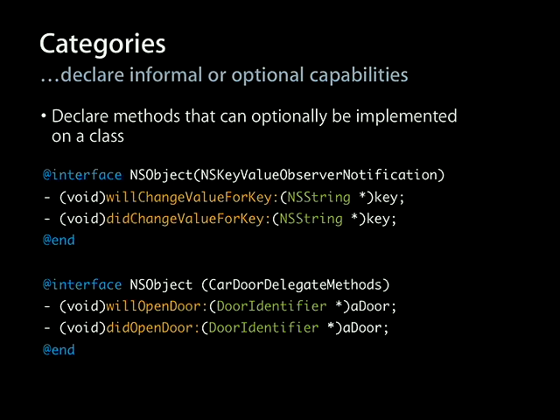Like in our car model, maybe the car will say, oh, I've got a delegate. I'm going to go and call the willOpenDoor and didOpenDoor methods before and after the door opens. This is a very easy implementation for you to put into your code, very easy behavior to implement, and it can be very powerful. It means that you can avoid subclassing in a lot of cases.